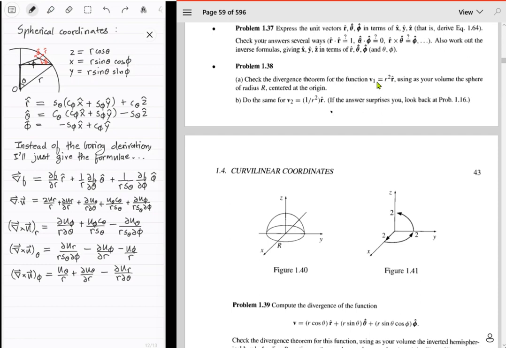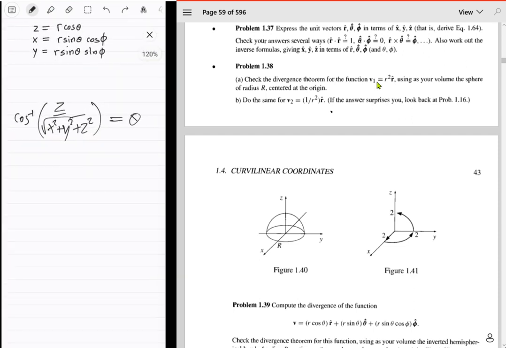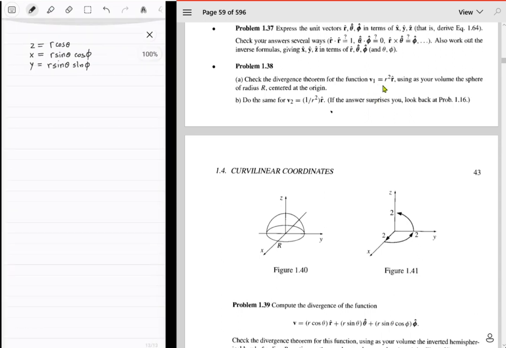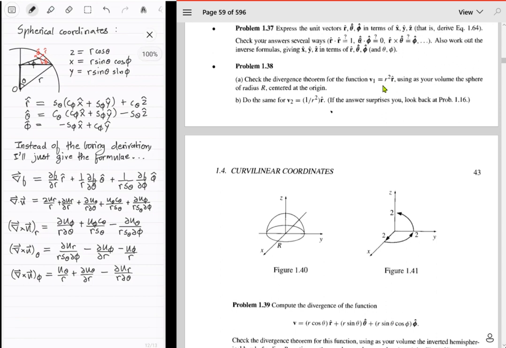Divergence theorem for this function. Fine. So what does the divergence theorem say? The flux is equal to the volume integral of the divergence. Well, what's the divergence of this? We already got the divergence formula in this, right? So we got this thing.